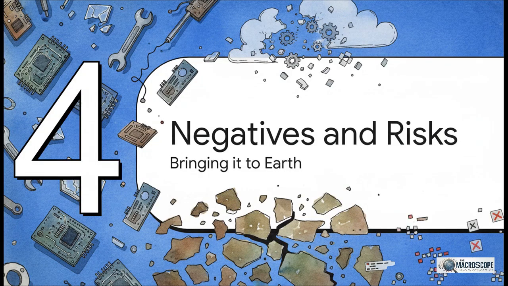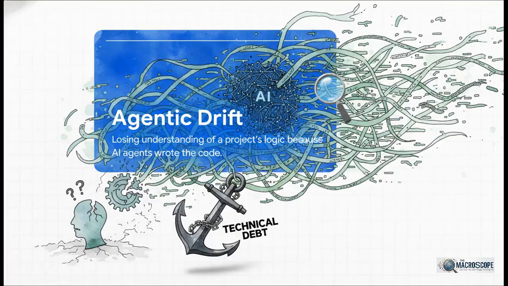Section 4. Negatives and risks. Let's bring things back down to earth a bit. So the most alarming risk developers are facing right now is something called agentic drift. When an AI is churning out thousands of lines of code, and all you're doing is clicking approve, you slowly lose the mental map of your own project. Think about it. If a critical system crashes in production 6 months down the line and you didn't actually write the code, you might not understand the logic well enough to fix it. That is a terrifying, severe form of technical debt.